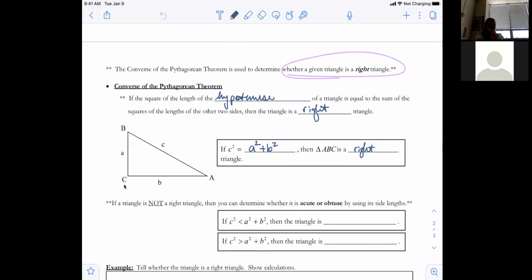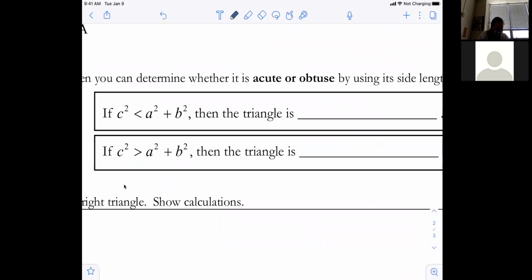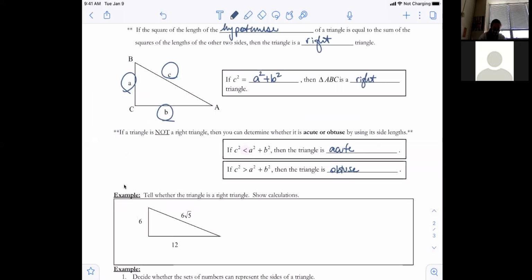So if we see a triangle and c squared is equal to a squared plus b squared, then yes, that is a right triangle. However, if that's not true, if they don't equal each other, if c squared is less than a squared plus b squared, then the triangle is acute. And I think of it as acute because it's less than. If it's the opposite, if c squared is greater than a squared plus b squared, then the triangle is obtuse. Any questions so far?